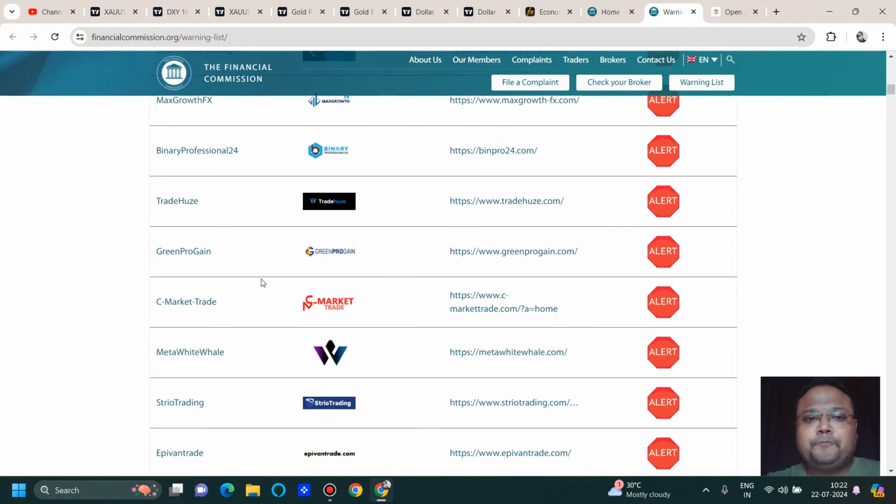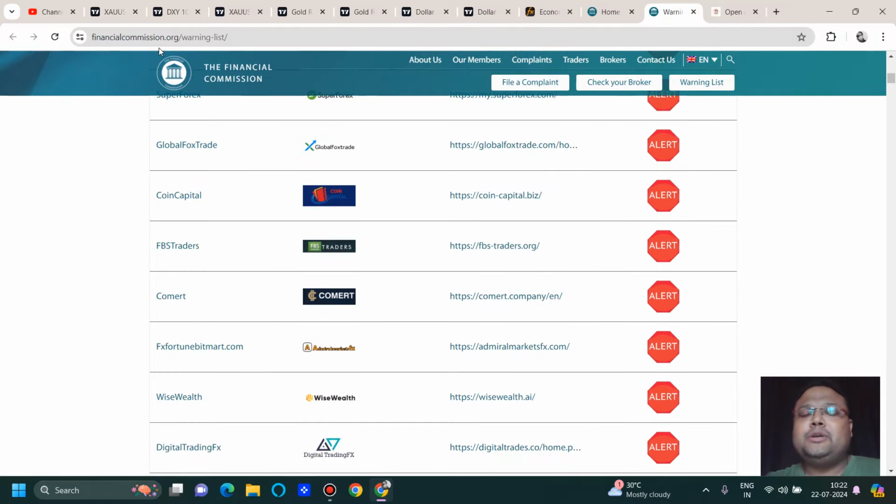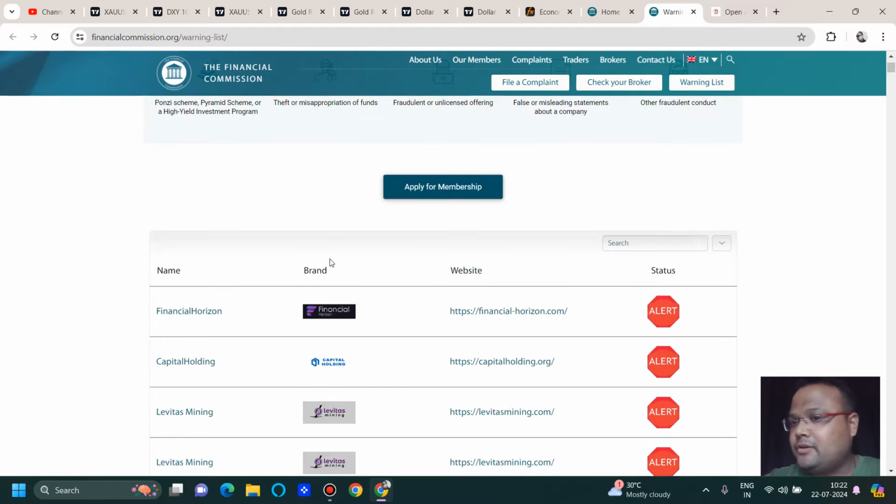So my dear friends, if your broker is not very reputed, if your broker is a local broker, then please have a look. If the Financial Commission says that the broker is not very trustworthy and it is under the warning list, then obviously it's high time to switch your account. So please do that.